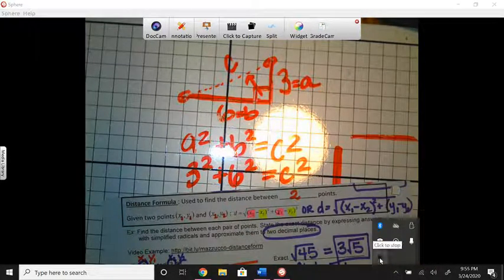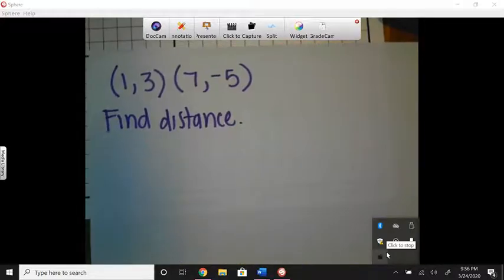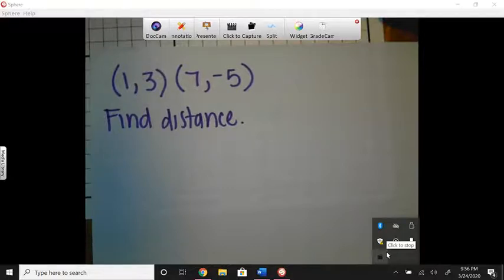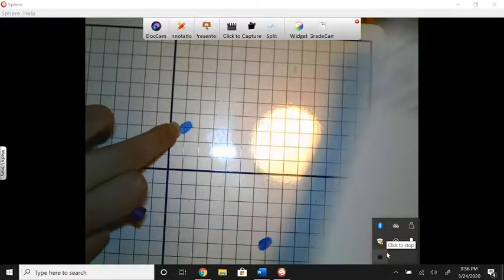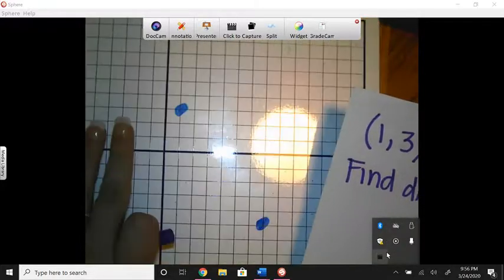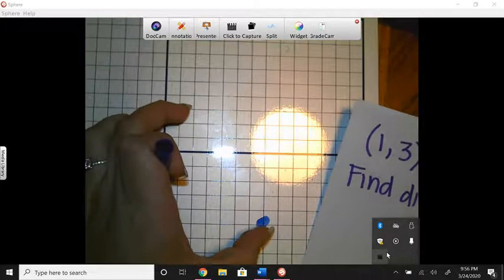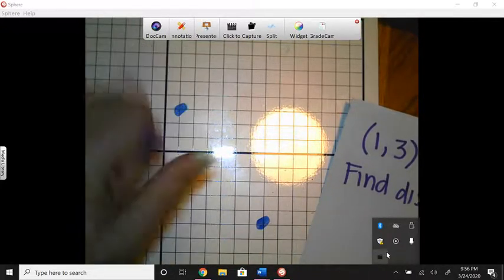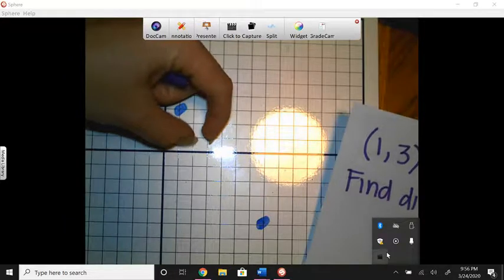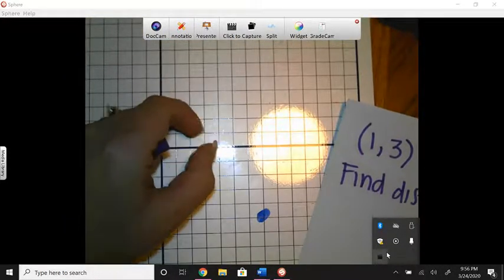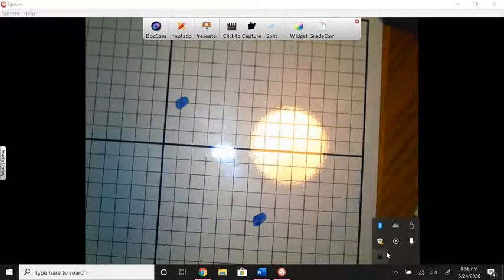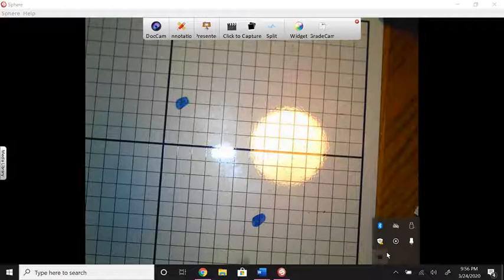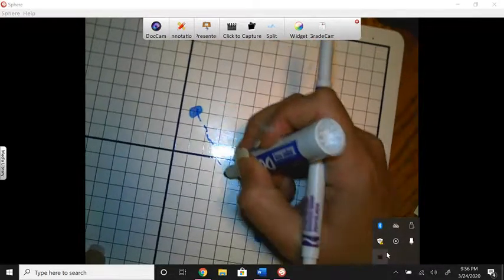So let's go ahead and try another one. Okay, so if we try another one here, it says to find the distance, so let's make it visual. So we have the point (1, 3), and then we have the point (7, -5), and it's asking, what is the distance? Well, if one box is about this length, I'm going to go across and count 2, 3, 4, 5, 6, 7, 8, 9, around 9 or 10 it looks like to me. So that's what we're trying to find here, is how long this is.